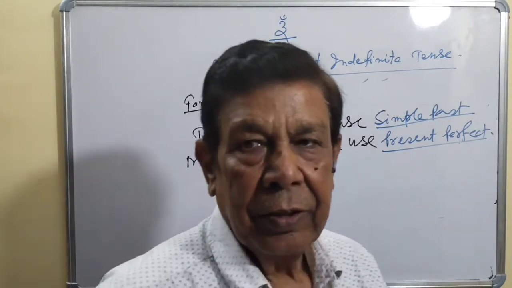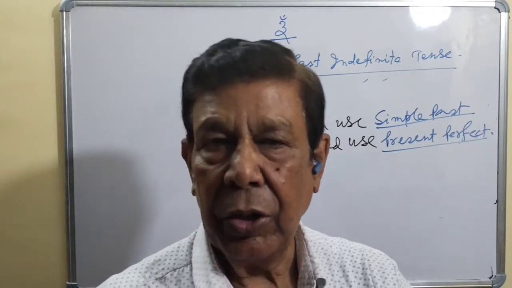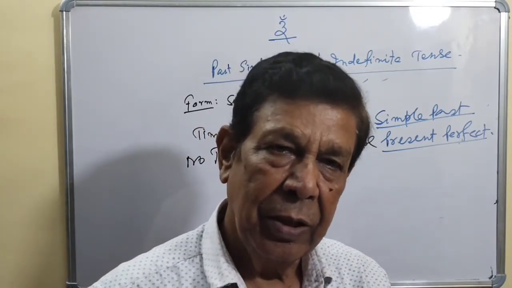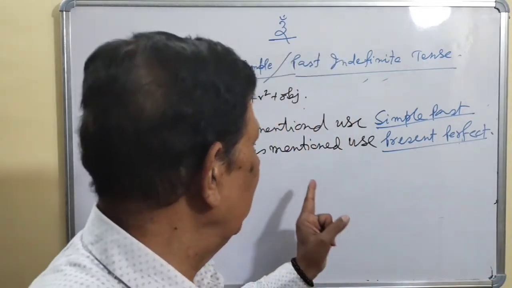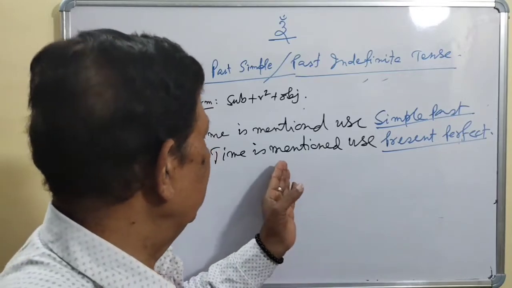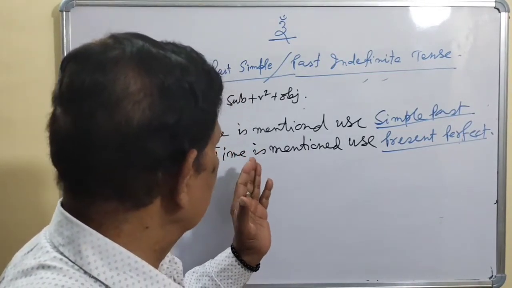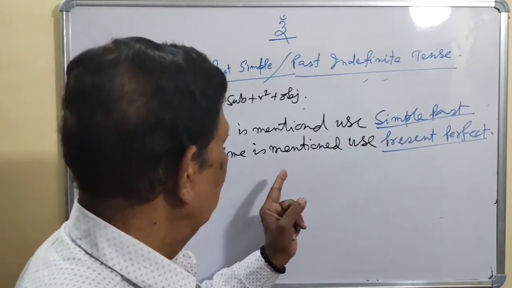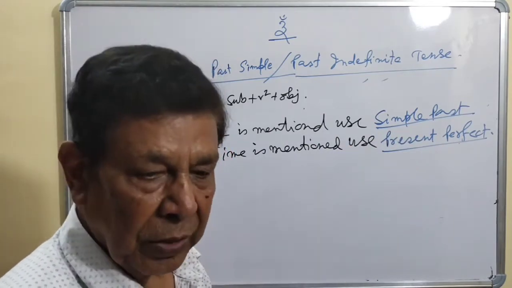Generally we say simple past denotes an action which took place in the past. Right? But to make it very clear, I have given you the rule. You may be in confusion if I tell you that rule, but here it is very easy to understand. If time is mentioned, simple past, no time is mentioned, present perfect.